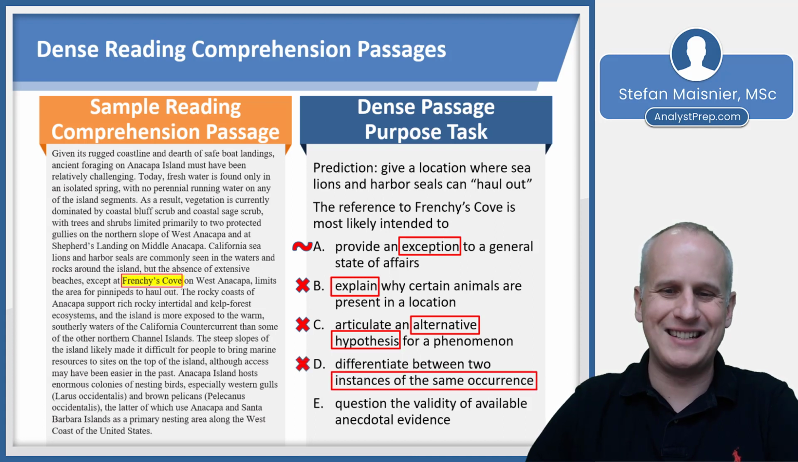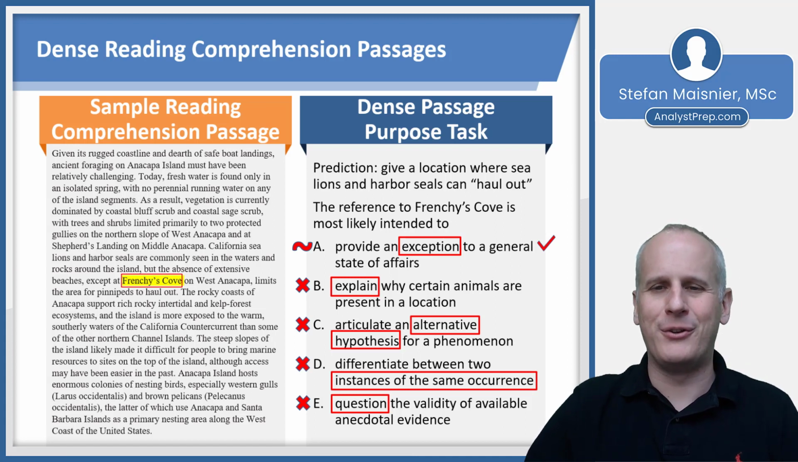No, Frenchie's Cove is different. It's not the same, so we can eliminate choice D for that. And question the validity of available anecdotal evidence. Nothing's being questioned here, so we can eliminate choice E and happily select choice A ultimately as our correct answer. And you may have honestly been able to find that as a check mark without the squiggle usage, although we're just illustrating how our process of elimination can work.